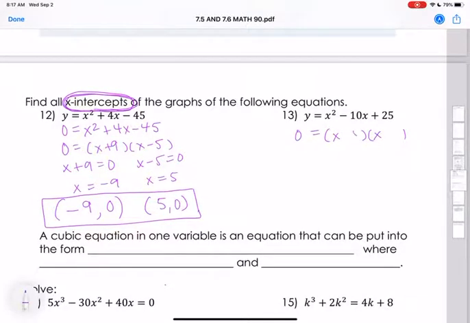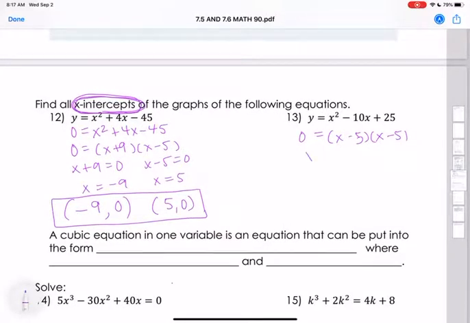Looks like a minus 5 and a minus 5. So x minus 5 equals 0. X equals 5, written as an ordered pair, would be 5, comma, 0.